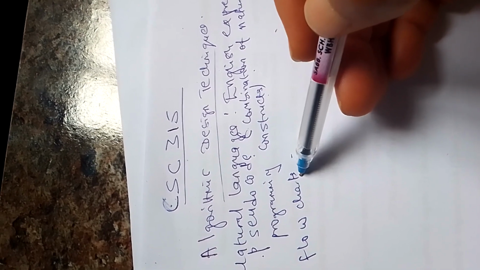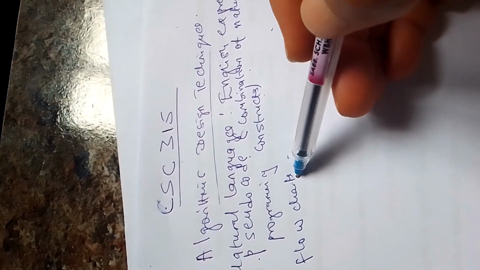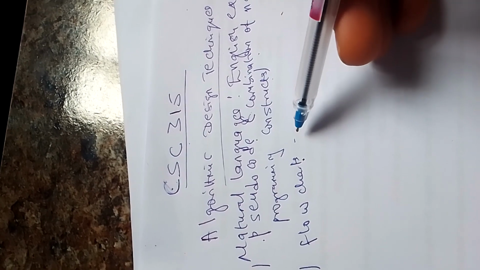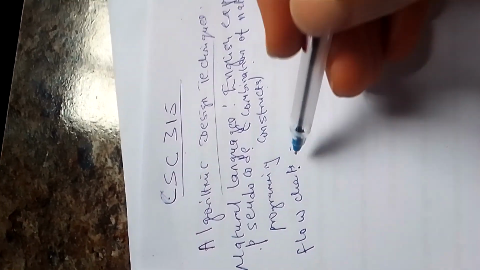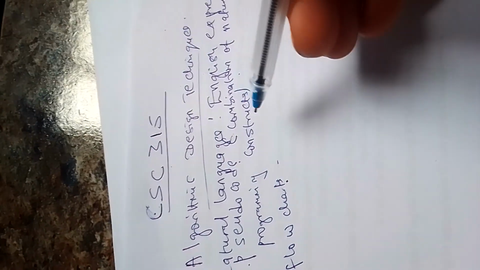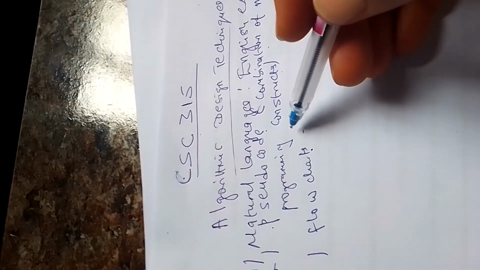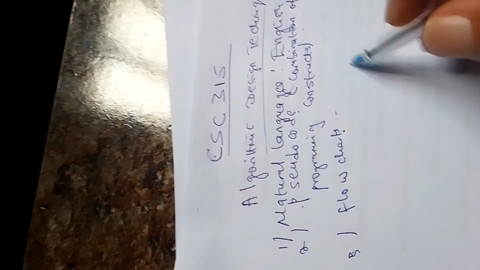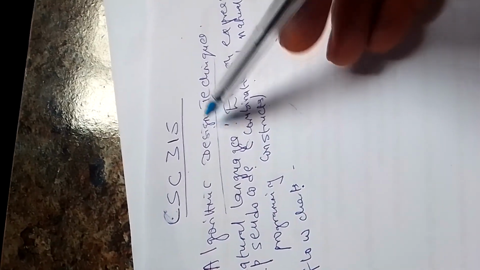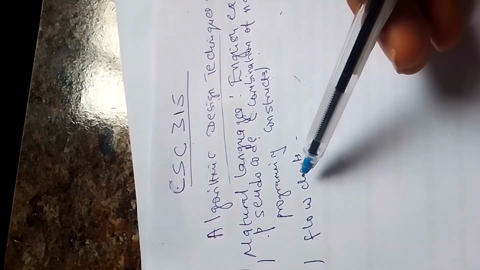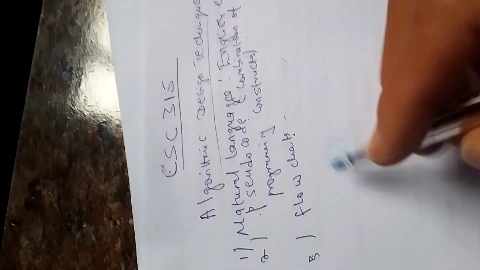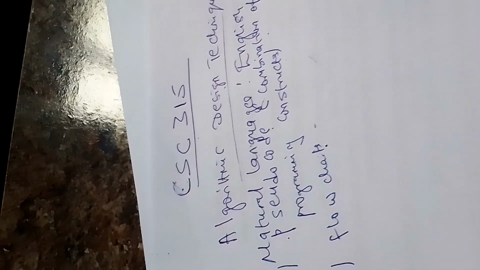But the problem of flowchart is that it is very large. Sometimes it is very, very large. When you are using a flowchart, as you are drawing, it can take up to 1 page, 2nd page, even 3rd page, depending on the problem you are solving. So for algorithm design techniques, we use natural language, we use pseudocode, then we use flowchart. Then we go over to complexity analysis.